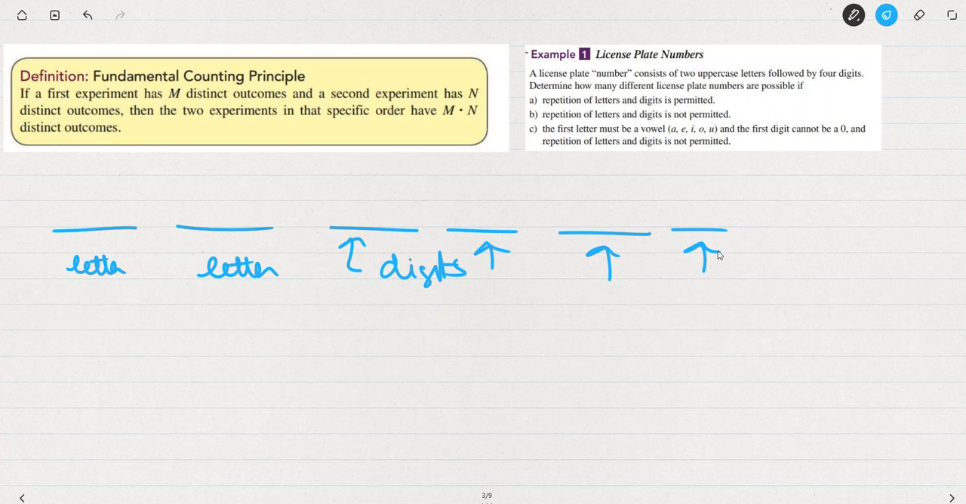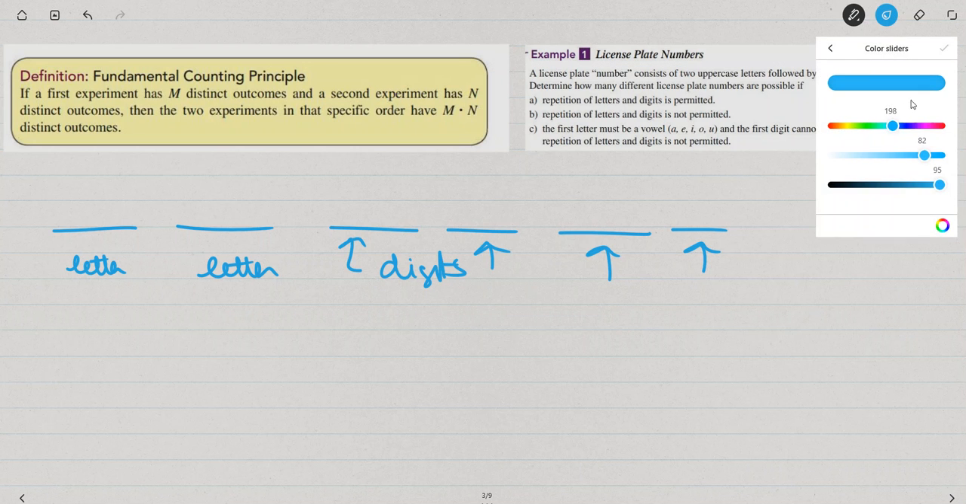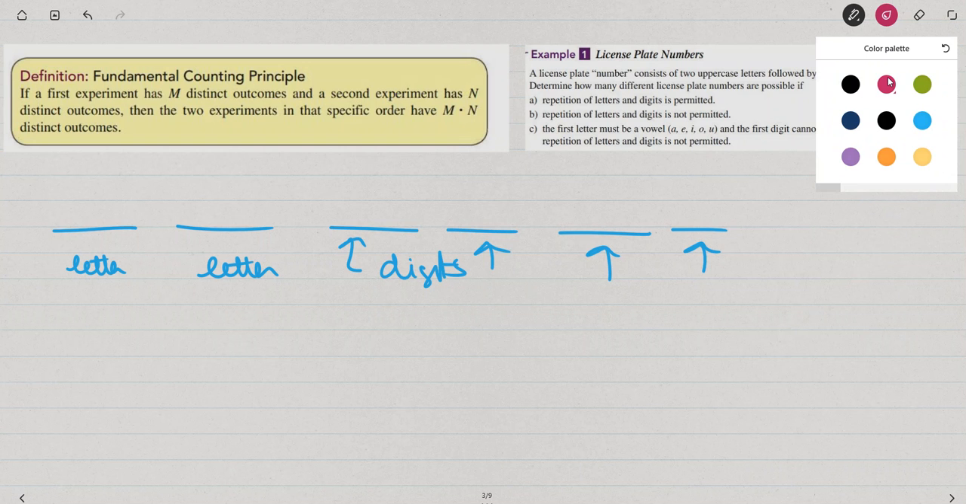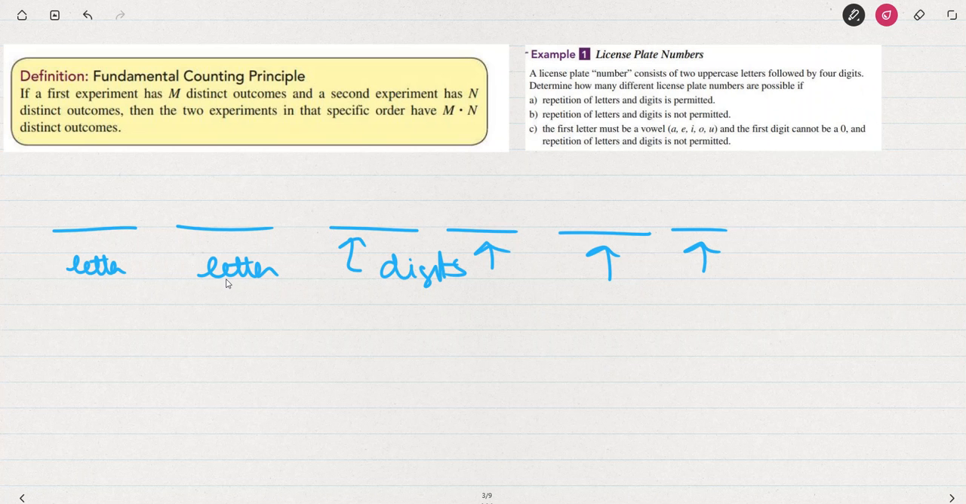So when I start with this, now I'm going to go back and fill in how many different ways I can do each piece. So how many different ways can I choose a letter? Well, there's 26 letters in the alphabet. So if repetition is permitted, then after I choose the first letter, when I go to choose a second letter, I can still use all 26.